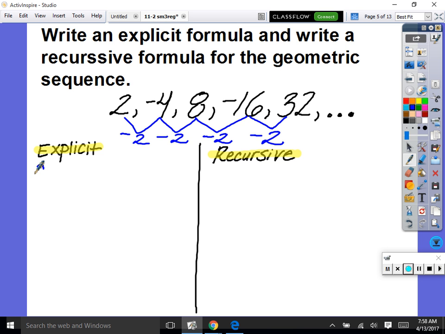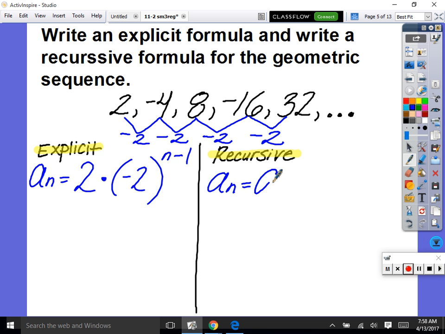So we would write our explicit formula. A sub n is equal to a sub 1, which is 2, times our common ratio, which is -2, raised to the n minus 1. Now I want to ask you a very important question, and let's see if you remember with exponentials. Would it be appropriate to take 2 times -2? No, very good, because this 2 is not raised to n minus 1. So this is a simplified form here. Everybody understand? Perfect.